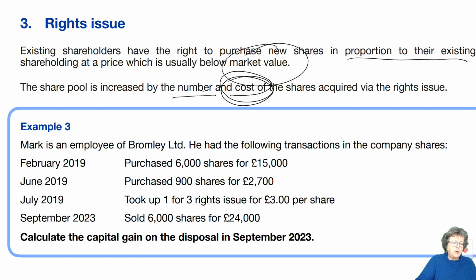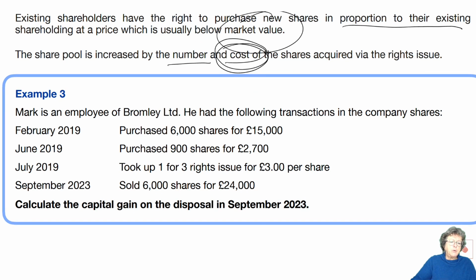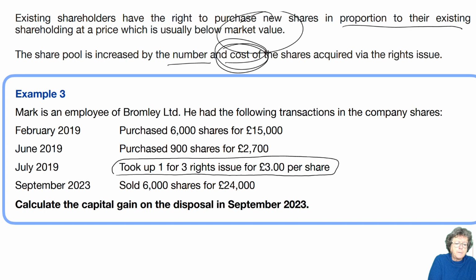So let's have a look at Mark. Mark is an employee at Bromley and he has the following acquisition of shares. He bought some in 2019 for £15,000 and again in June 19 he bought some more. And then in July 19, he took up the rights issue. The wording is slightly different and he paid £3 for every one. And then in September, he sold some shares.